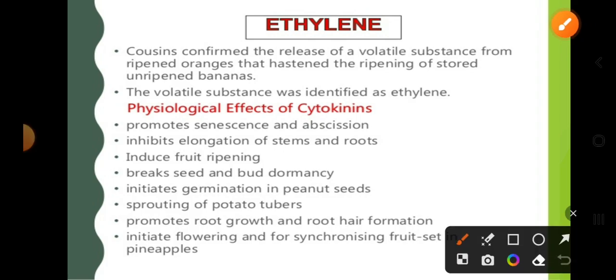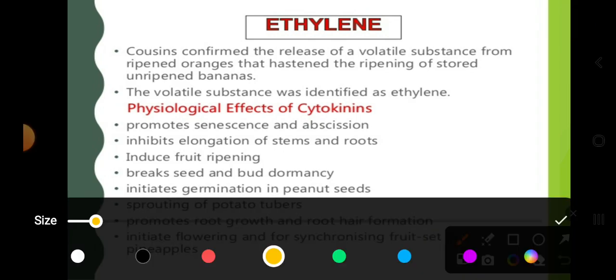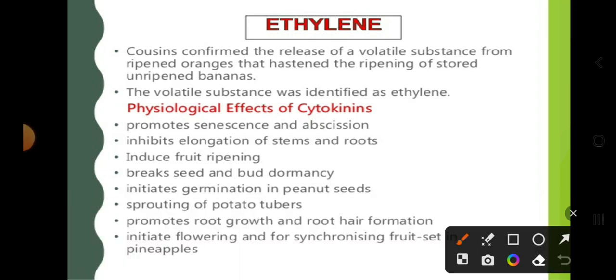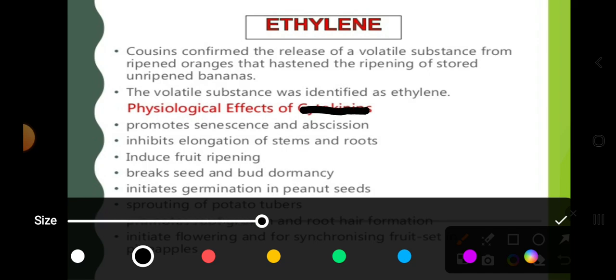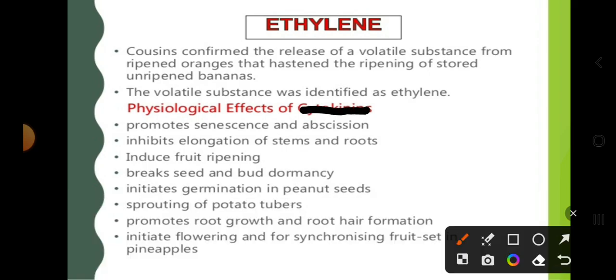Ethylene also helps in promoting root growth and root hair formation. It initiates flowering and synchronizes fruit set in pineapples.